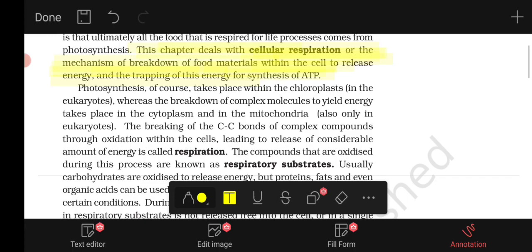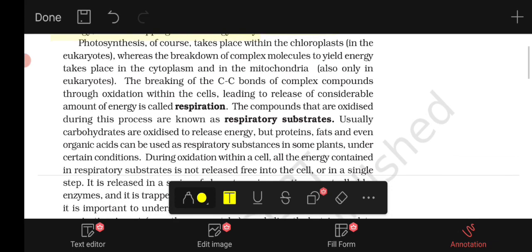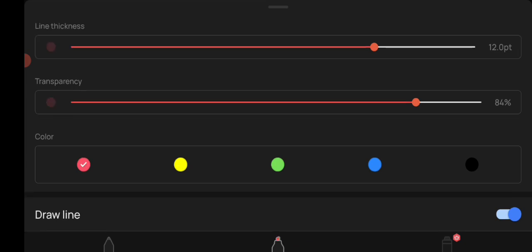The breaking of C-C bonds of complex compounds through oxidation within the cells, leading to release of a considerable amount of energy, is called respiration, that is a breakdown process. The compounds that are oxidized during this process are known as respiratory substrates. What are they known as? They are known as respiratory substrates.